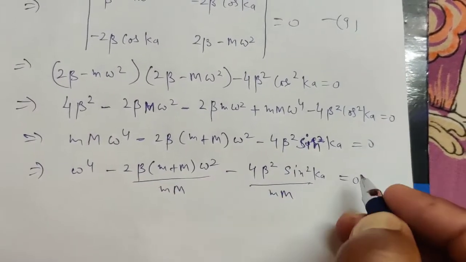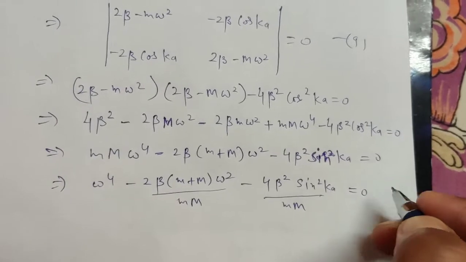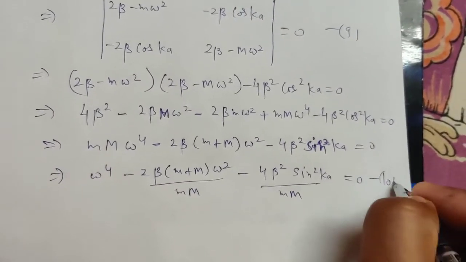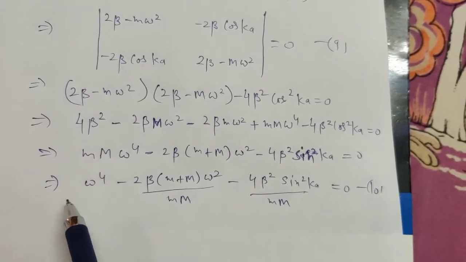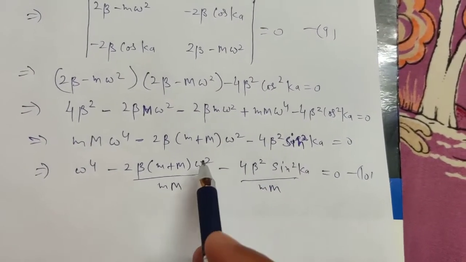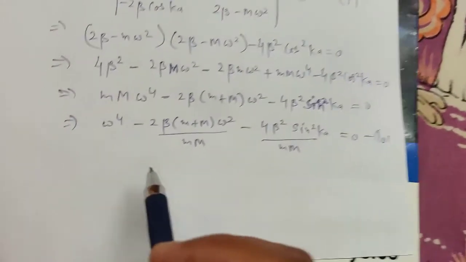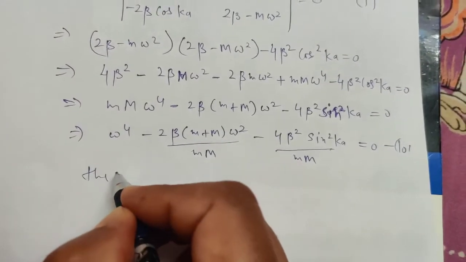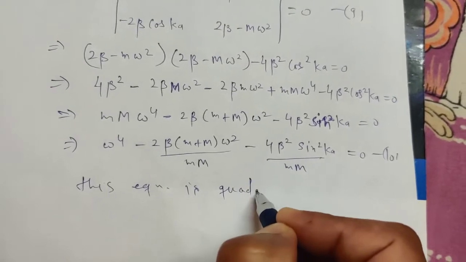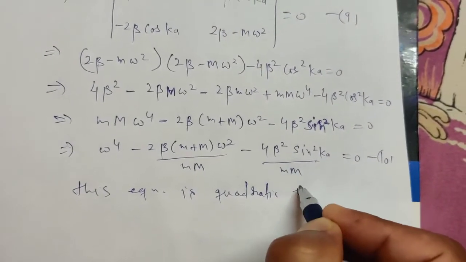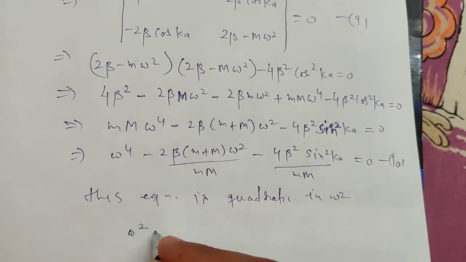So this is your equation, quadratic in omega square. This is equation number 10. This equation is quadratic in omega square, so we can write it as a quadratic in omega square.